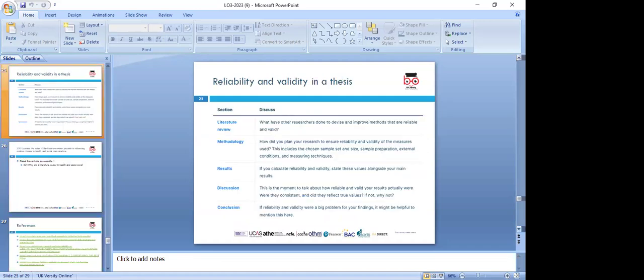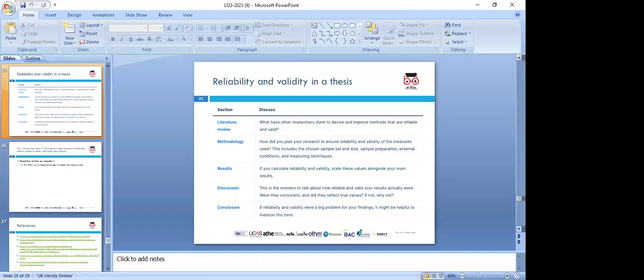So in a literature review, what have researchers done to devise and improve methods that are reliable and valid? Methodology: how did you plan your research to ensure reliability and validity of measures? This includes choosing sample set and size, sample preparation, external conditions, and measurement techniques.